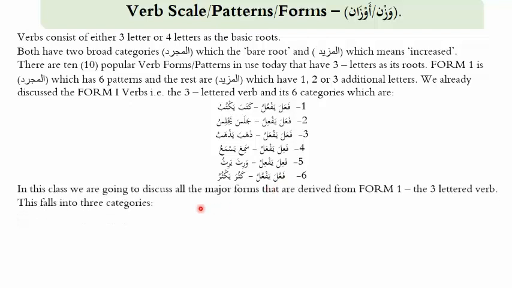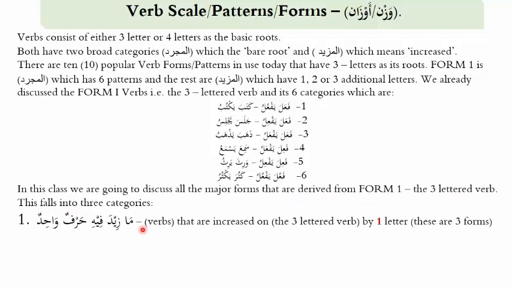Okay. In this class, we are going to discuss all the major forms that are derived from form 1, that is the 3-lettered verb. They fall into 3 categories. Ma zida fihi harfun wahid. That's the first category. Ma zida fihi, zida, zada. Zada means to increase. Ma zida fihi, in it, in the verb. What increases in the verb? Harfun wahid, 1 harf.